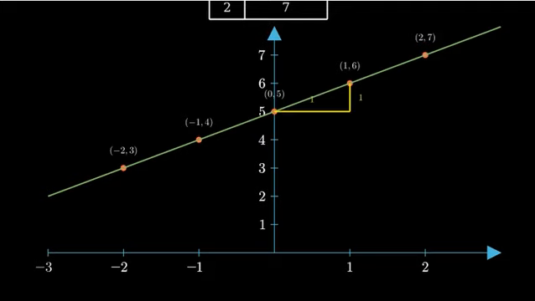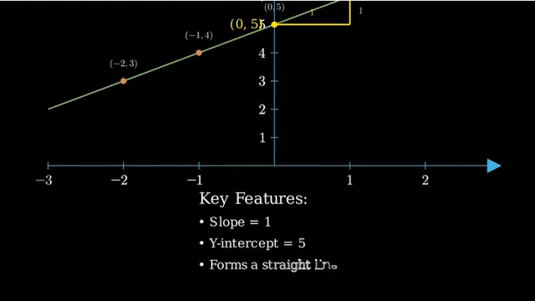The slope of the line is 1, which means for every 1 unit we move right, we move up 1 unit. The y-intercept is 5, which is where the line crosses the y-axis. This matches the plus 5 in our equation. This equation, y equals x plus 5, is in slope-intercept form, where the slope is 1 and the y-intercept is 5. Remember, any linear equation will always graph as a straight line.